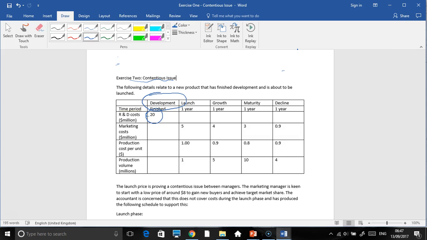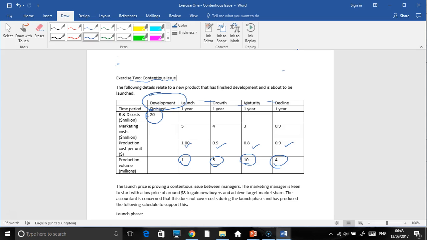And what we have here is we make 1 million units in the first year, 5 million in the second year, 10 million in the third year, and 4 million in the fourth year. And this is the production cost per unit in each of these years. So you can see that things can change over the period from launch to growth to maturity to decline.